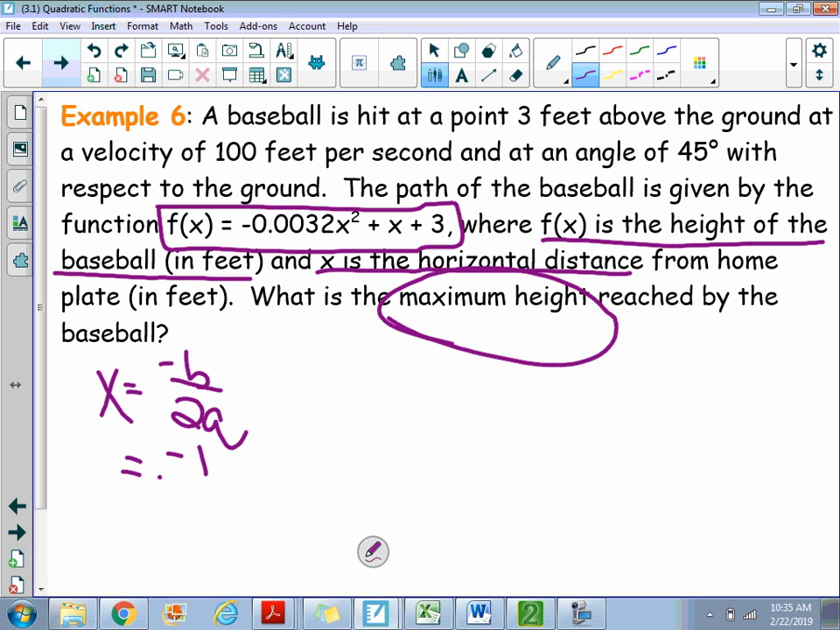So negative 1 over 2 times negative 0.0032. All right, somebody plug that in and give me an answer. It actually works out to a pretty number. Well, I guess it's not pretty. I believe it's a decimal, 10,000 over 64. This is a word problem. Give me the decimal.